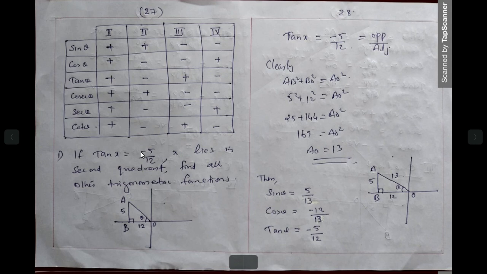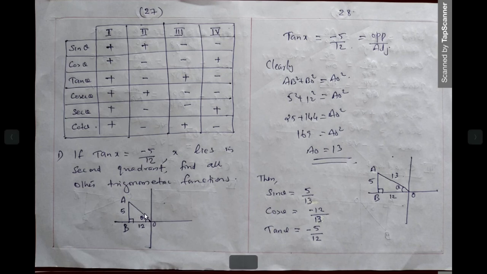If tan x is equal to minus 5 by 2, x lies in the second quadrant. Or theta or x, I am marking here as theta instead of x. So you have to take x here instead of theta. If tan x is equal to minus 5 by 2 and x lies in the second quadrant, that is why I draw a rough figure in the second quadrant, because question says about second quadrant. Find all other trigonometric functions. Here tan x is given as minus 5 by 2.